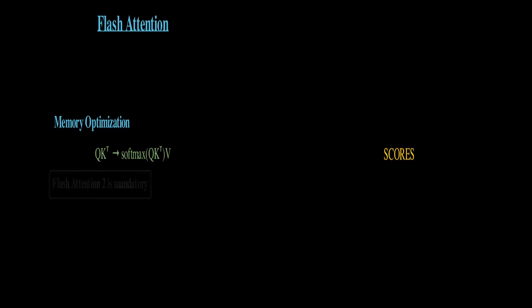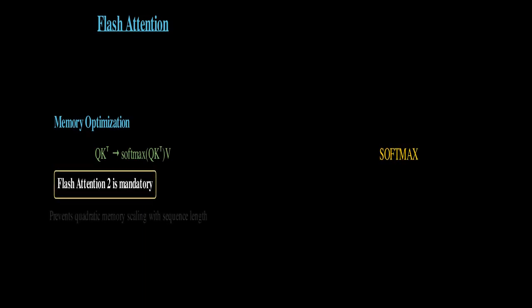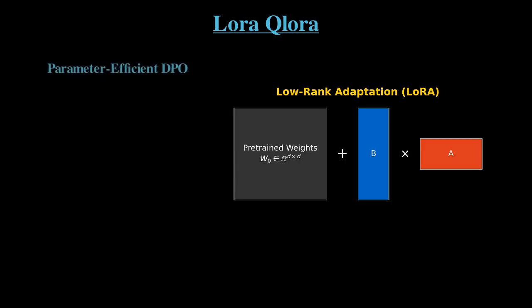Because DPO processes 2 sequences, chosen and rejected, simultaneously, sequence length drastically impacts memory. Activation memory scales quadratically with sequence length in standard attention. You absolutely must use flash attention too. Flash attention fuses the softmax and matrix multiplications, avoiding materializing the massive attention matrix in high bandwidth memory. It keeps VRAM usage linear with sequence length, which is mandatory when doing DPO on long conversations or complex reasoning traces. If you don't have large multi-GPU clusters, LoRA and QLoRA are your best friends for DPO.